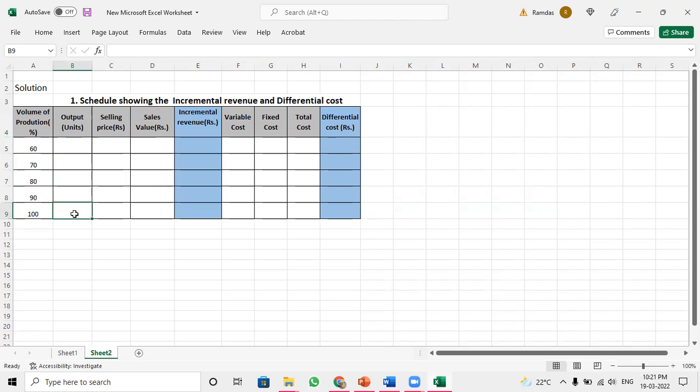So at 100% capacity, the output is 1 lakh, as given in the question. At 90% capacity, it would be 90,000. At 80%, it would be 80,000. At 70%, it would be 70,000. And at 60%, the number of units would be 60,000.